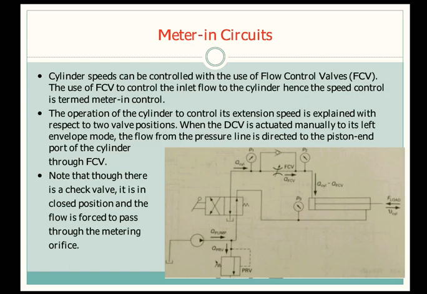The next type of circuit is the meter in circuit. In the figure you can see that the directional control valve has two different arrangements. There is a pump flow and there is a cylinder, and you can see that there is a flow control valve and a check valve towards the piston end of the cylinder.